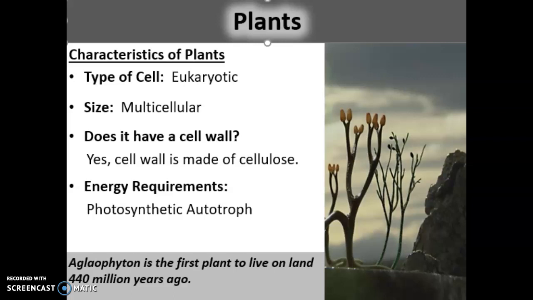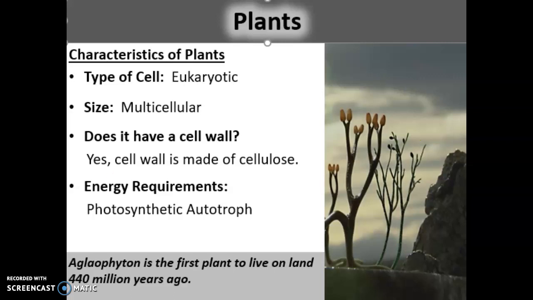Plants will always have a cell wall. The chemical that makes up the cell walls of plants is something called cellulose. Right? This is important because it's different than the cell wall that makes up bacteria. Bacteria have a cell wall made of a chemical called peptidoglycan. So plants didn't get cell walls from bacteria, they evolved it on their own. And then for the energy requirements, plants are photosynthetic autotrophs. Alright, so they don't ever have to eat anything to get the nutrients they need to survive. They get it through photosynthesis and converting energy from sunlight.